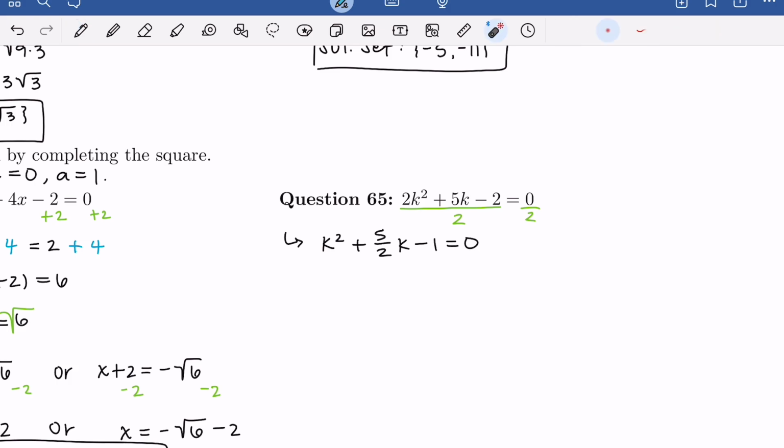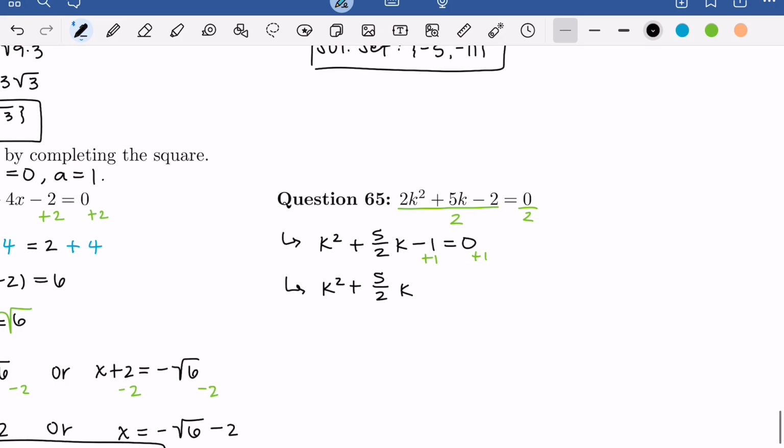Now, from here, we can go through the process of completing the square. We want to isolate our quadratic and linear terms. We want them to be by themselves here. So we'll add 1 to both sides of our equation. Doing that, we're left with this equation here. And remember, we're going to add a certain quantity to both sides. So let's leave a space there.